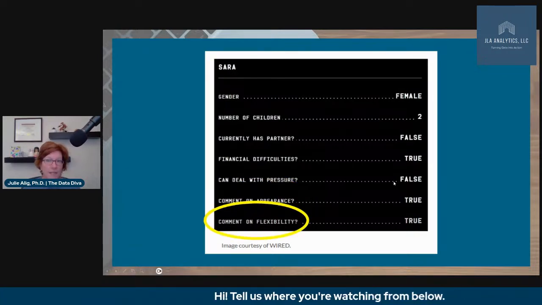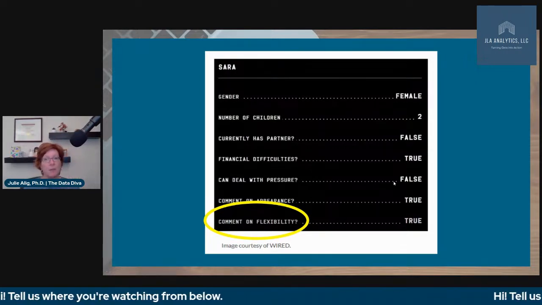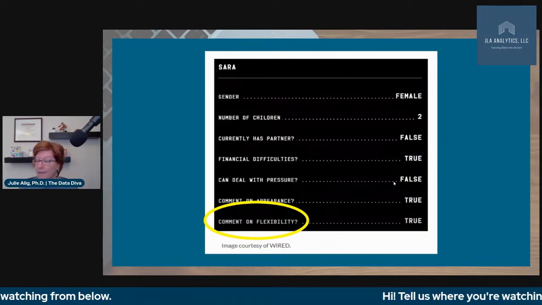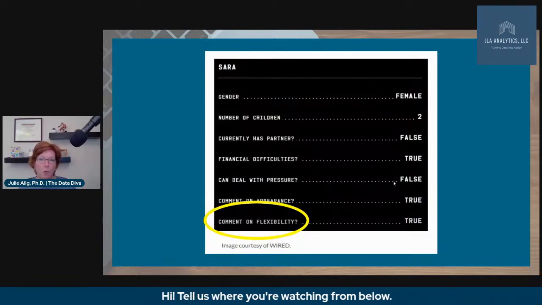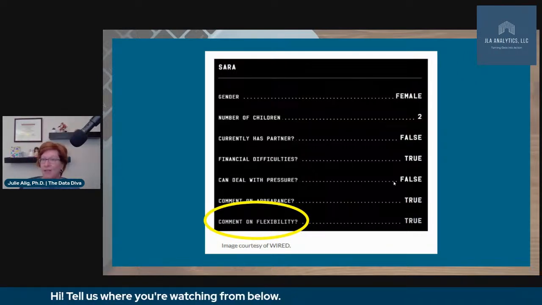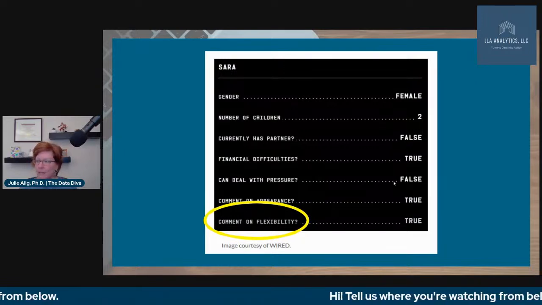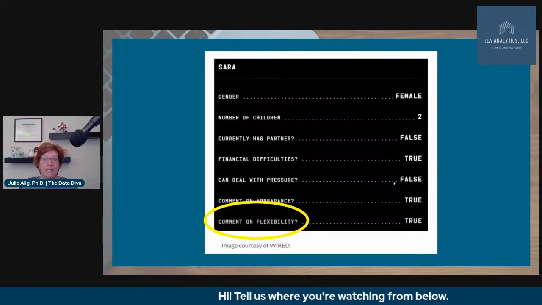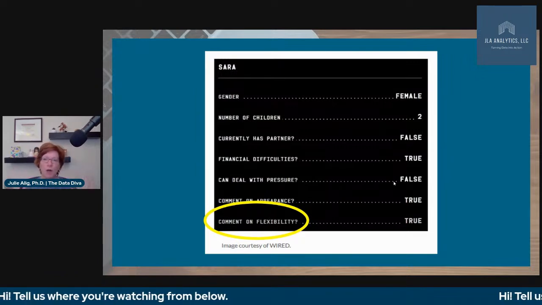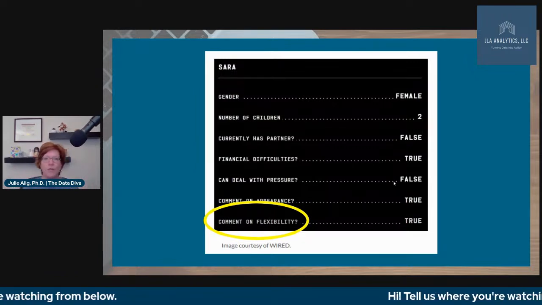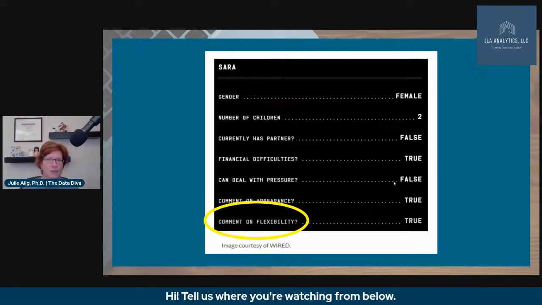Comment on flexibility. Did the caseworker say anything about whether or not this person was flexible? And I'm interpreting here probably flexibility, if you're talking about people applying for welfare, probably something about are they flexible about looking for jobs outside of whatever industry or trade that they are used to working in, right? So how flexible are they to going over to another industry or something? And it got coded as a true.